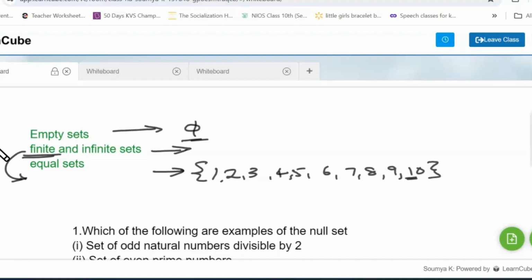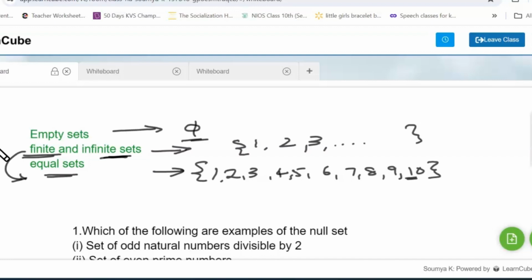An infinite set can be the set of all the natural numbers. Natural numbers start with 1. So it is 1, then comes 2, 3, and it goes on. You are not going to get an end element and it will go on till infinity. This kind of set is known as an infinite set.